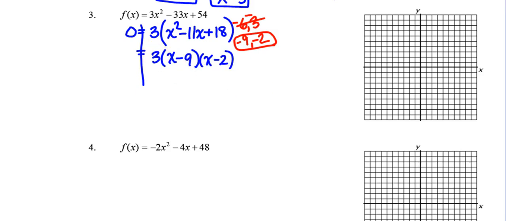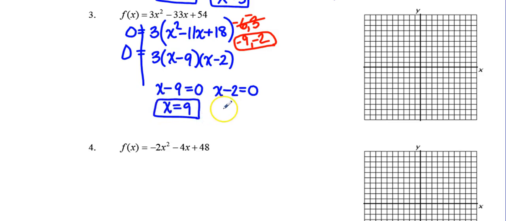What comes next? We've successfully factored. We have our factors. We're going to take each factor and set it equal to 0. Here we will get x equals 9 when we add 9 to both sides. Here we will get x equals 2 when we add 2 to both sides. Once again, these are our x-intercepts.